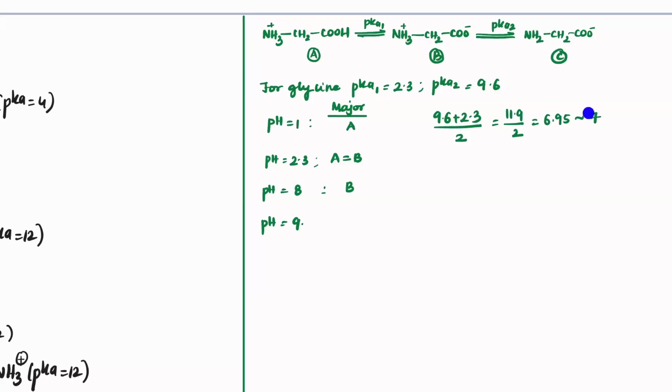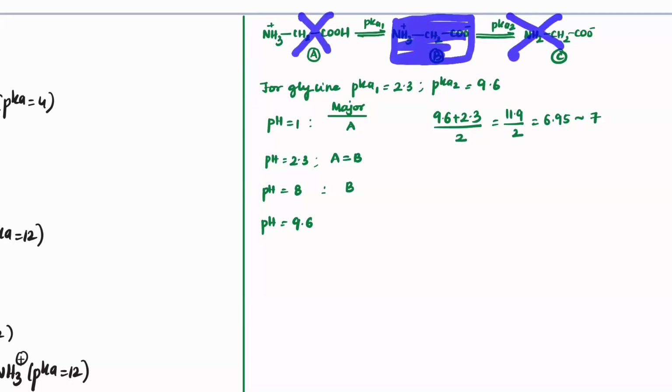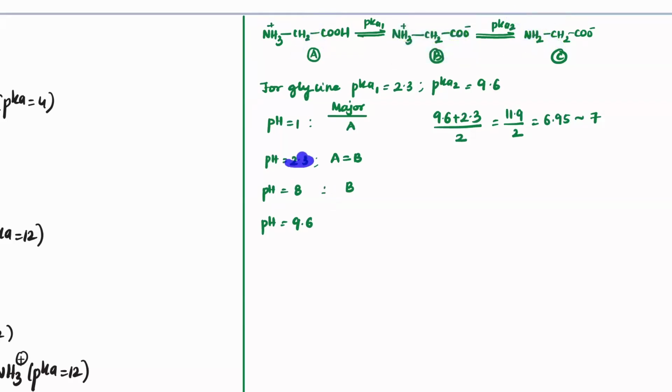Now listen to this. Anywhere between 2.3 to 9.6, the major quantity will always be this one only. Clear? So if you were asked what the major quantity present is, you will say only the Zwitterion. This will be major, and the rest two will be minor, in the range between 2.3 and 9.6.